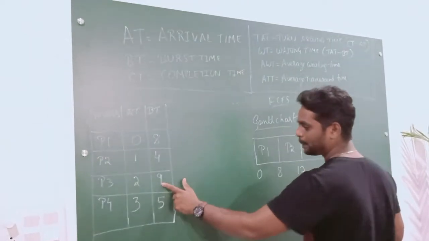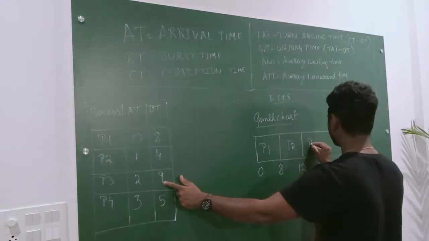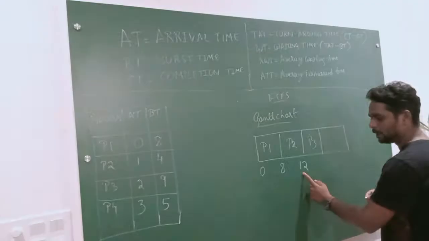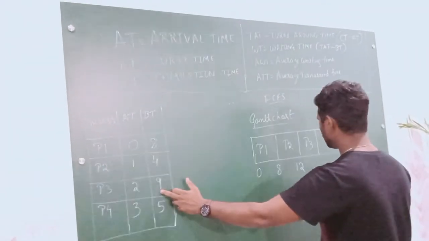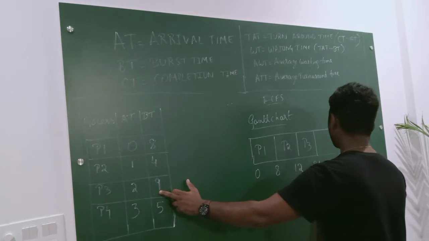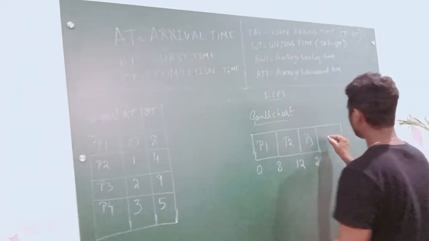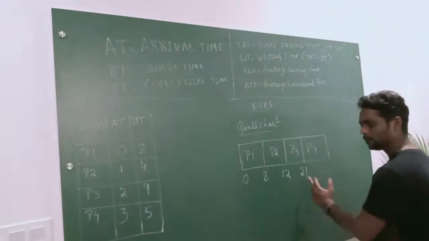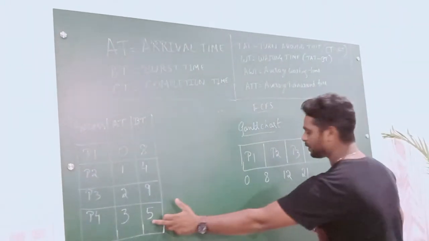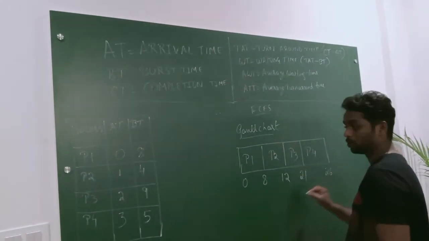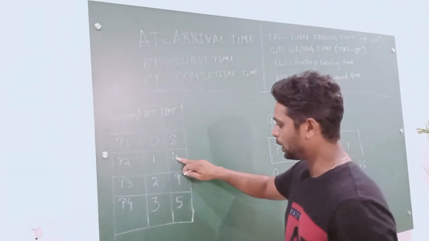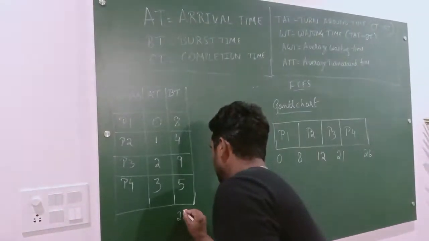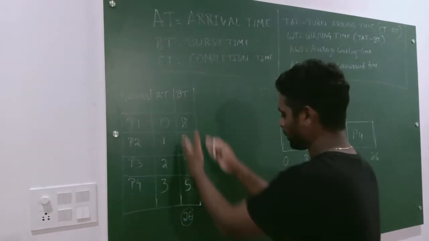You go straight away to the next, P3 process. It needs 9 seconds. It came at 2 seconds, but we are already completed with 12. No problem, it can execute. So 9 plus 12 will become 21. Next, P4 will come at 3 seconds, but already 21 is done. Not a problem. So 21 plus 5 is 26. You can just verify: 8 plus 4 is 12, 12 plus 9 is 21, 21 plus 5 is 26. Don't get confused, check the burst time properly.